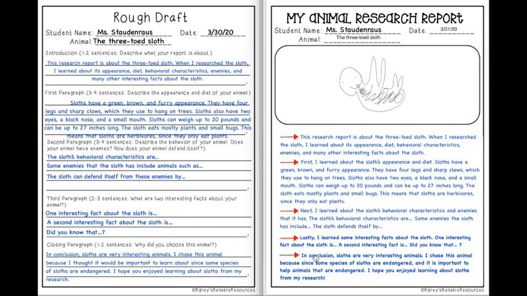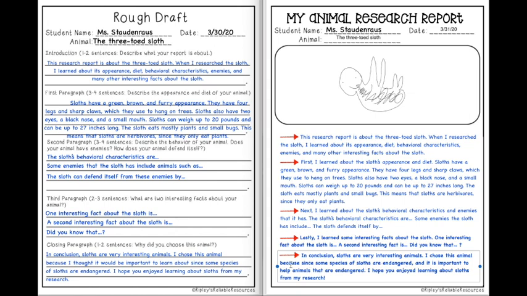The conclusion, I need to write the words in conclusion. Well, because my research report is ending, right? I'm concluding it. It's a big fancy word for it's the end, right? It's over. So, in conclusion, sloths are very interesting animals. Okay, I can see that's pretty similar to my rough draft. Okay, I chose this animal because since some species of sloth are endangered.